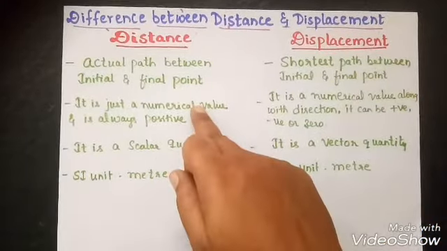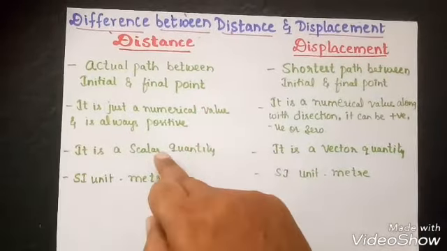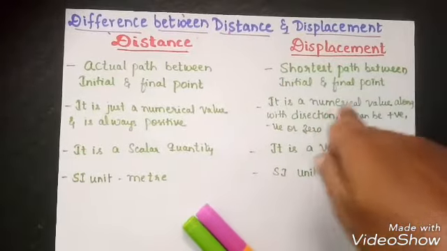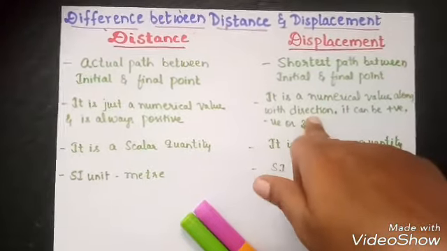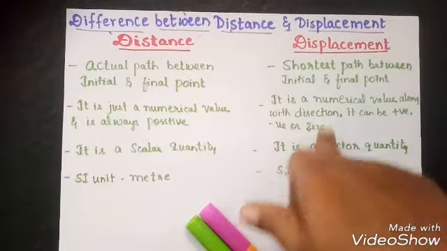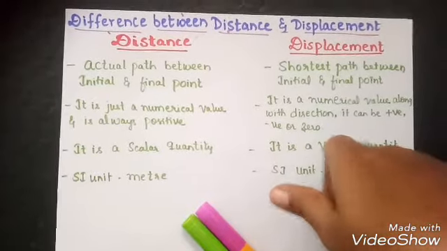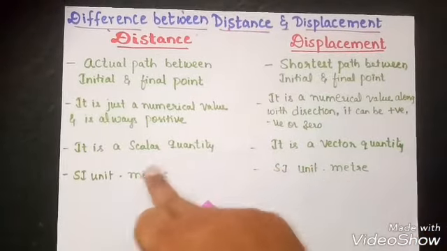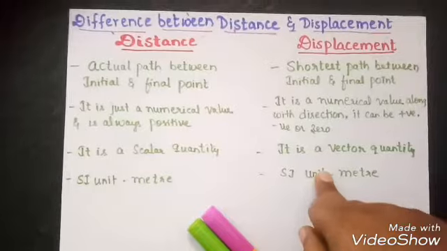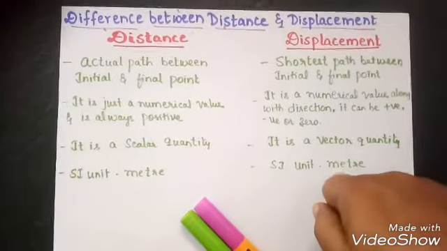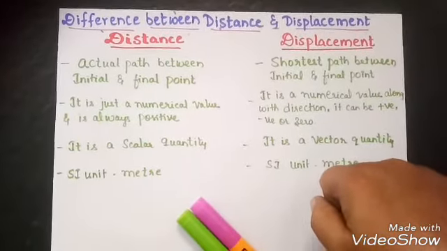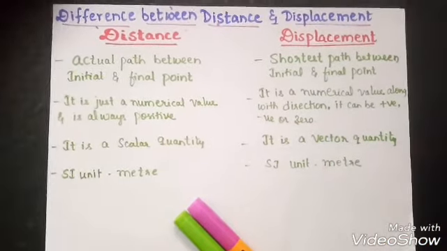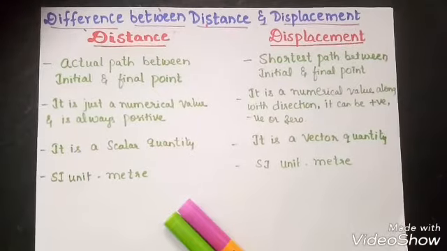Distance, since here we are not considering any direction, so we can say distance is a scalar quantity. Displacement, here along with the numerical value we are also considering direction, so we can say that displacement is a vector quantity and both distance and displacement are measured in meter. So its SI unit, standard unit of measurement is meter. So this concept of distance and displacement is useful for you children when you are describing motion in physics.